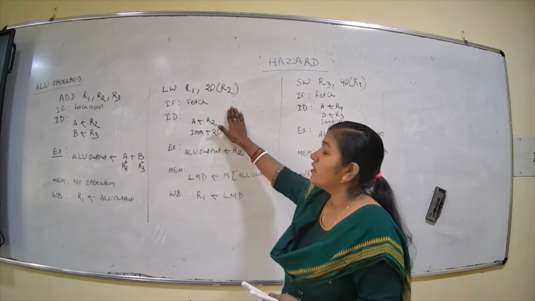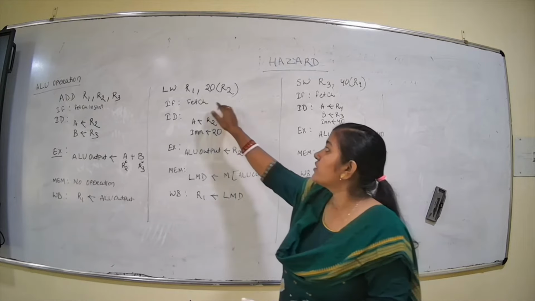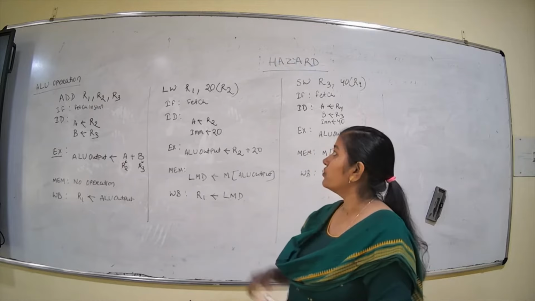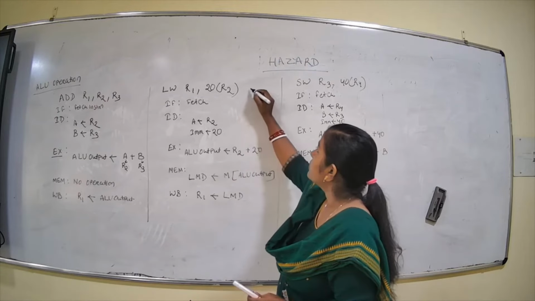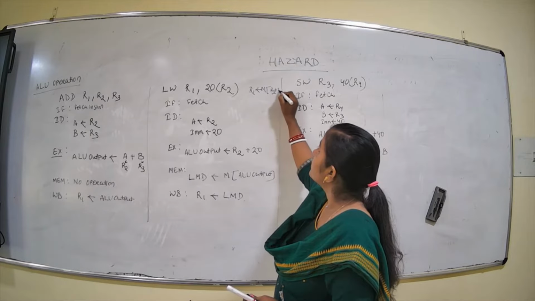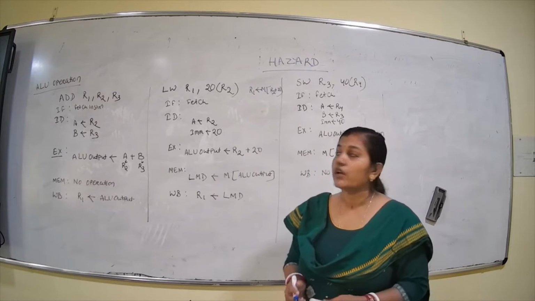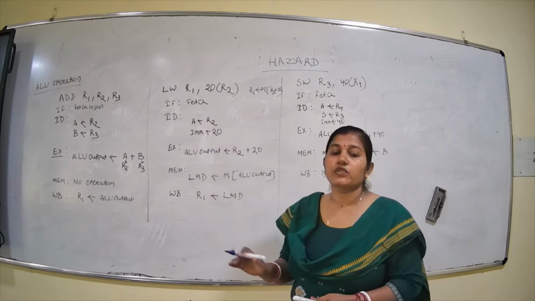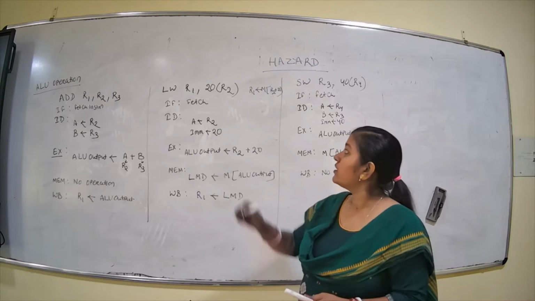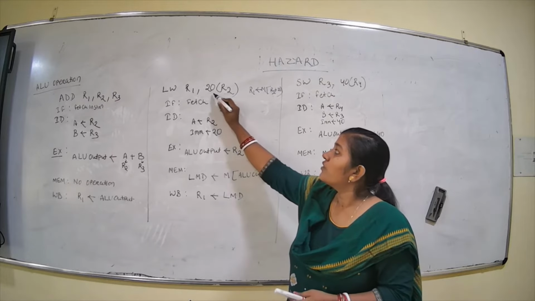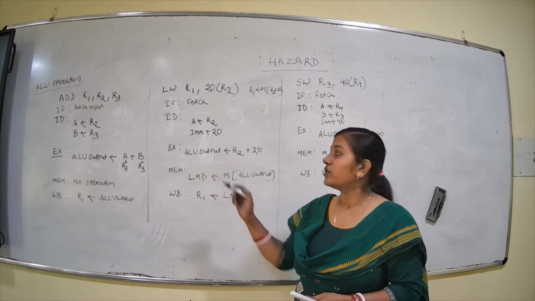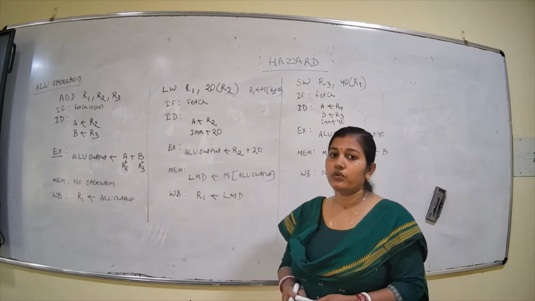Now, the load operation. Here's the example: load R1, 20 within bracket R2, which means R1 is equal to memory of R2 plus 20. In the fetch stage, we are fetching the instruction. In the decode stage, we are reading the operands. So we are reading R2 and the immediate field. So A is equal to R2, immediate is equal to 20.